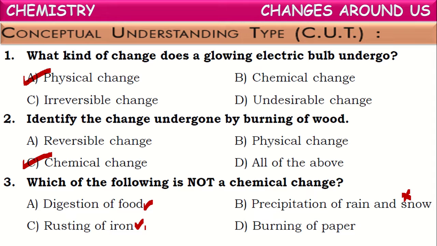Next one, burning of paper. When you burn a paper, it remains as ash. We cannot get back the paper from the ash again, isn't it? So it is one of the chemical changes because a new substance, ash, is formed from paper by burning. So in all these cases, new substances are formed. So they are chemical changes, except precipitation of rain and snow. In that, only a physical change like state is being changed. Okay. So it is not a chemical change.